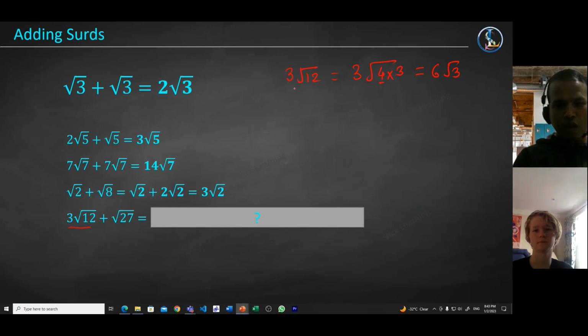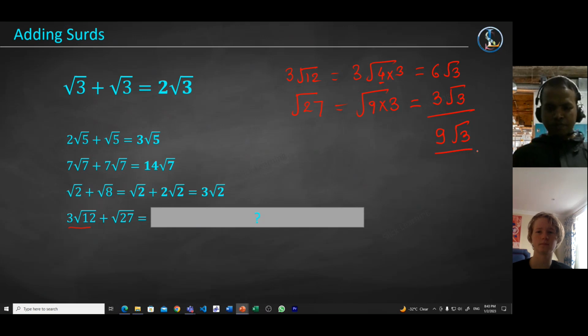Okay, and similarly, we are going to break it down. The 27 can be written as square root 9 times 3. So square root of 9 is 3, giving 3 square root 3. Now we will add these two. That's going to be 9 square root 3.